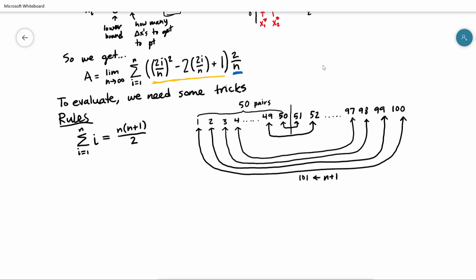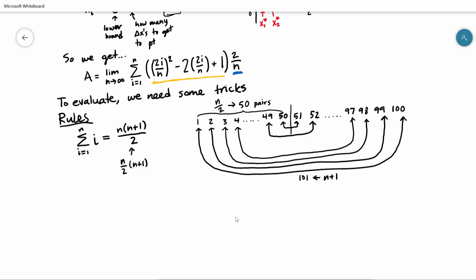Where does that 50 come from? That number is just n divided by 2, and that's what gives us our formula. We've got 50 pairs, where each one is a value of 101, so I just need to multiply the 50 times the 101. That's exactly what this thing is right here. It's n over 2, there's the 50, times the n plus 1. We've just rewritten it a slightly different way. So that's where this formula comes from.